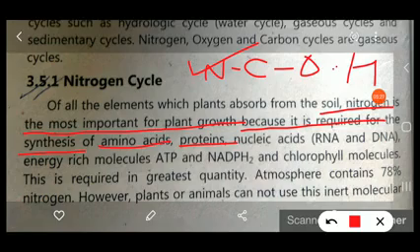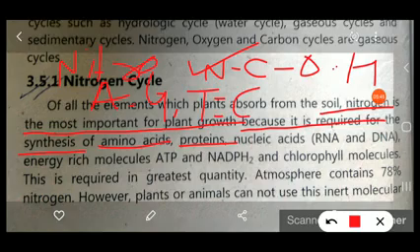Then nucleic acids. You know that the nucleic acids are RNA and DNA, ribose nucleic acid and deoxyribose nucleic acid. In DNA and RNA, there is a specific term, the nitrogenous bases: adenine, guanine, thymine, cytosine. Uracil is found in the RNA, and thymine is present in the DNA. These nitrogenous bases are made from nitrogen.